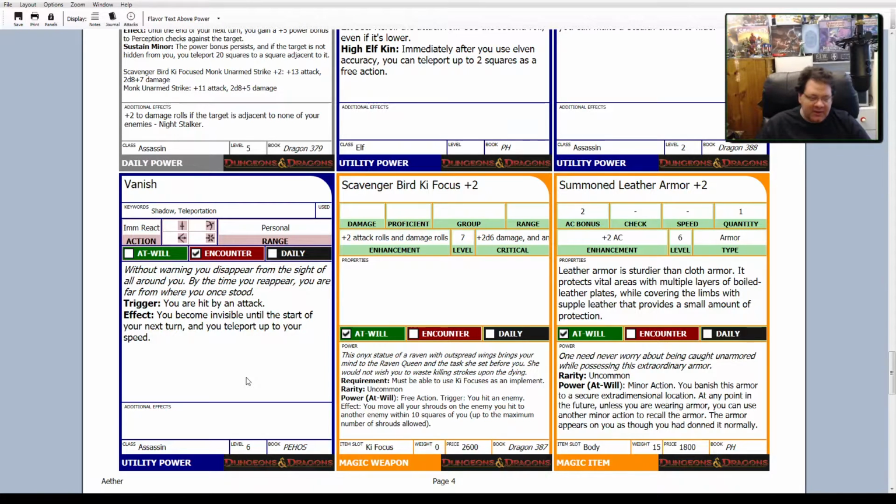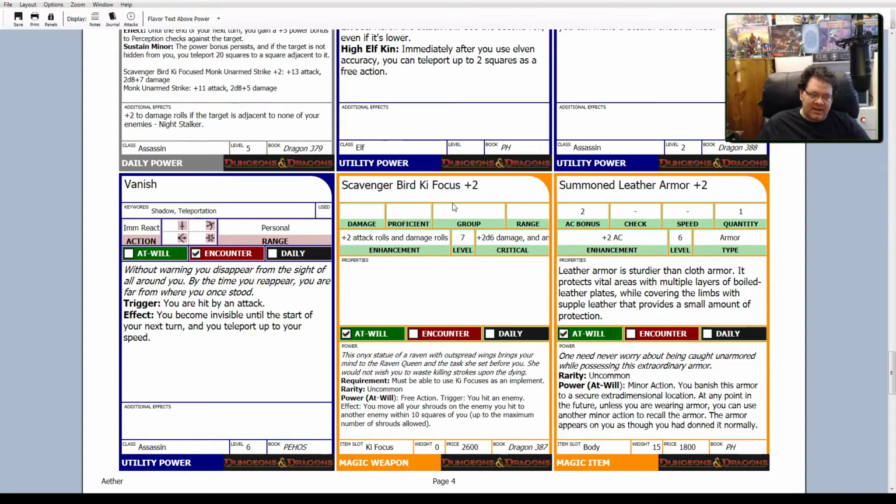I think it's cool. The Scavenger Bird key focus, basically it gave me a +2 to attack and damage rolls. And on a critical, I got additional damage. The way crits worked in 4th edition was if you rolled a crit, you would do max damage, and then you'd roll your damage again. So like if you crit and your damage is supposed to be 1d8 +2, you would do 10 damage, and then you would roll another d8 on top of that.